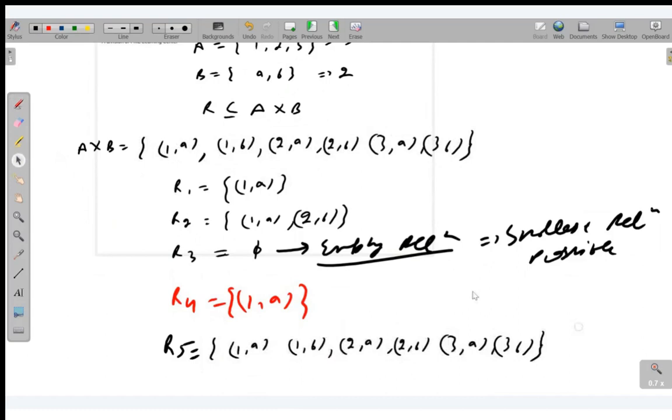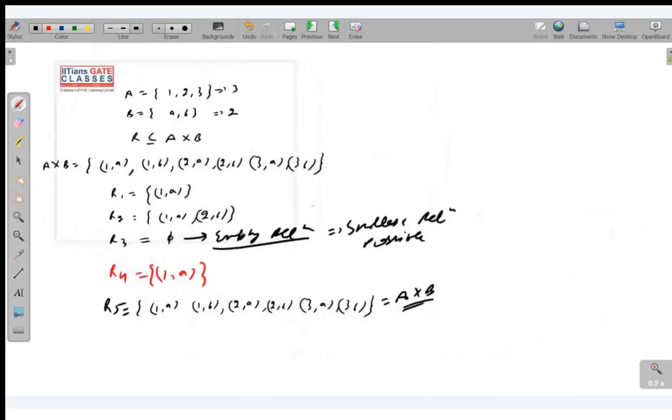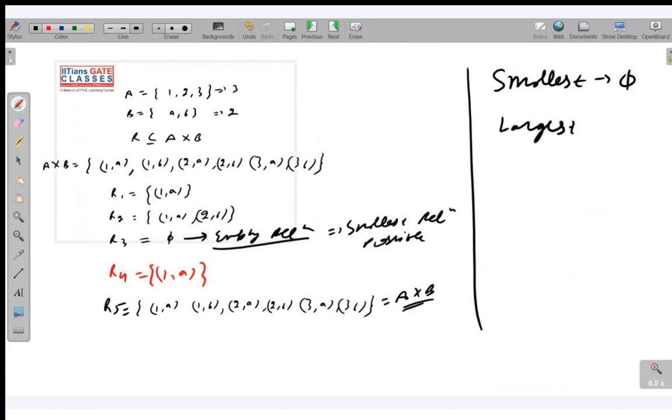Same thing. So that is nothing but A cross B only. So smallest, as it is, I can take, because every set is a subset of itself. That's why. Okay. So the smallest relation is phi, and the largest is A cross B itself. Is it okay? Yes, sir.